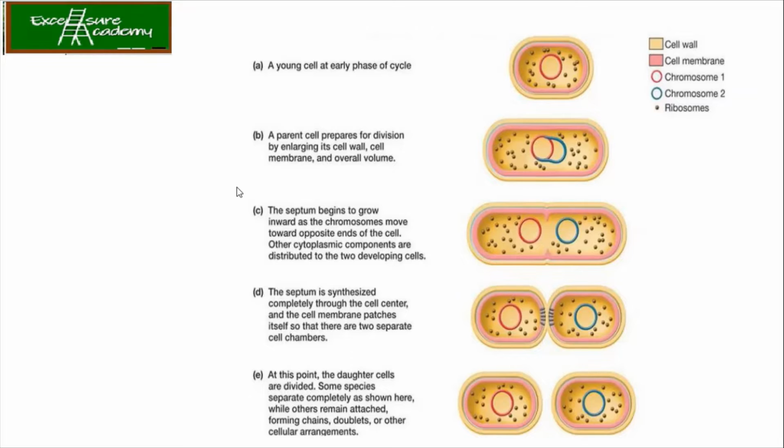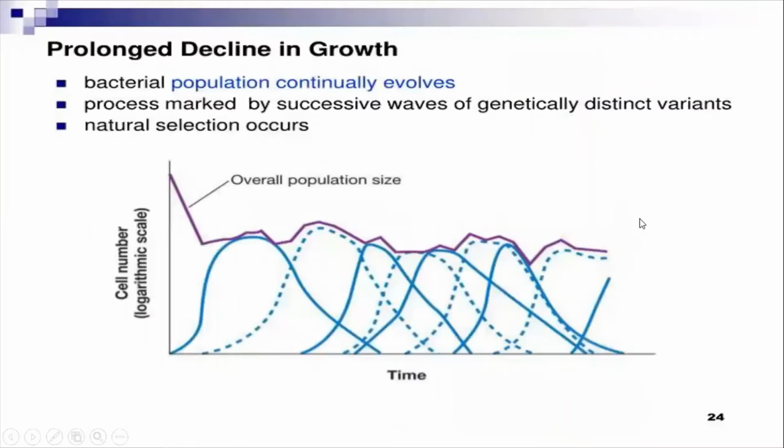Okay, and the other category is chaperones only. So which will ensure that half the things go in this direction and half the things go in the other direction. Okay, so again, it is helped with the motor proteins only, but in the case of the bacteria, they are the analogs. Good. Now, prolonged decline in growth.